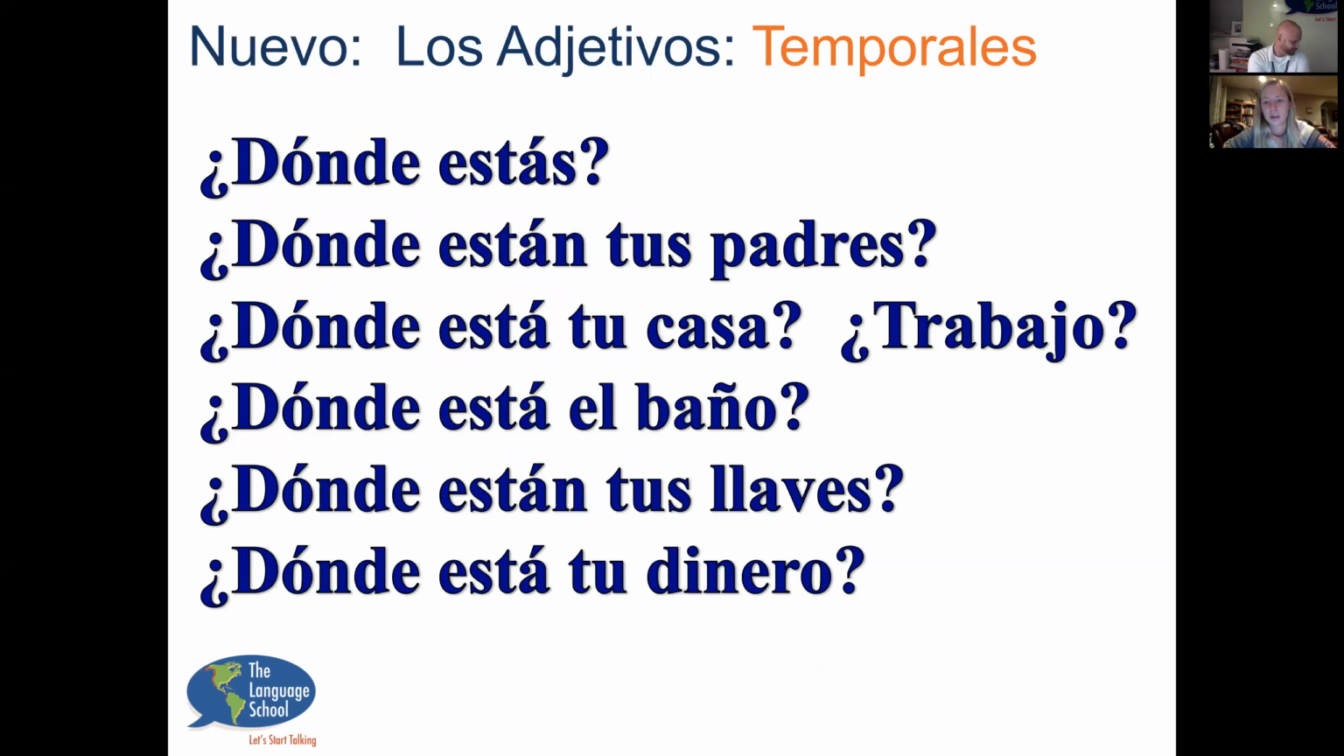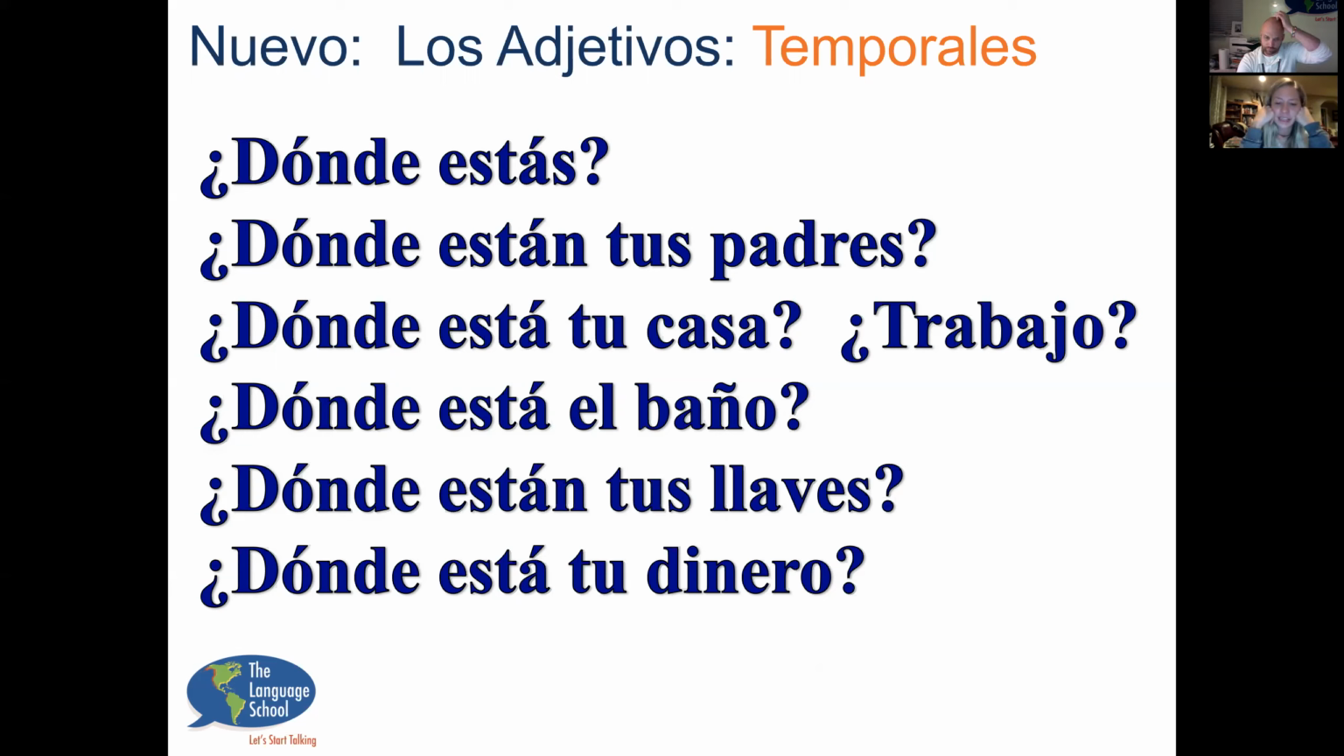¿Y dónde está tu trabajo? Mi trabajo está en mi casa. Sí, muy bien. ¿Dónde está el baño? Mi baño está en mi dormitorio. Muy bien. ¿Dónde están tus llaves?